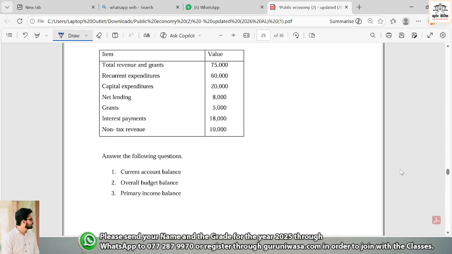Total revenue and receipts. Total revenue includes two main components. Can you tell me what are the two main components? Tax and non-tax. Very good. Then here total revenue and grants are given together. Can you tell me one word for this? Total government revenue and grants is called government receipt. Yes.